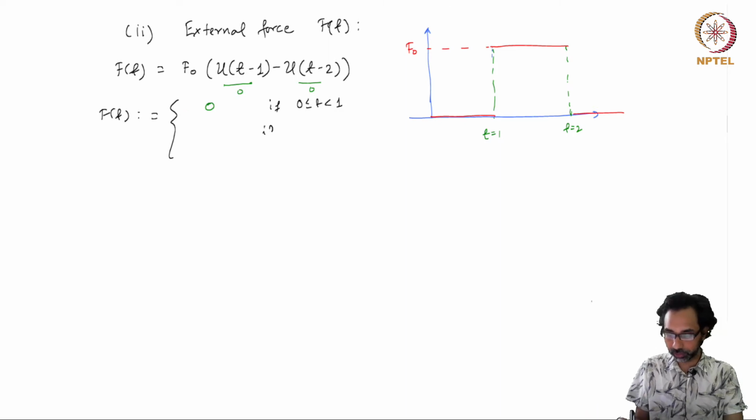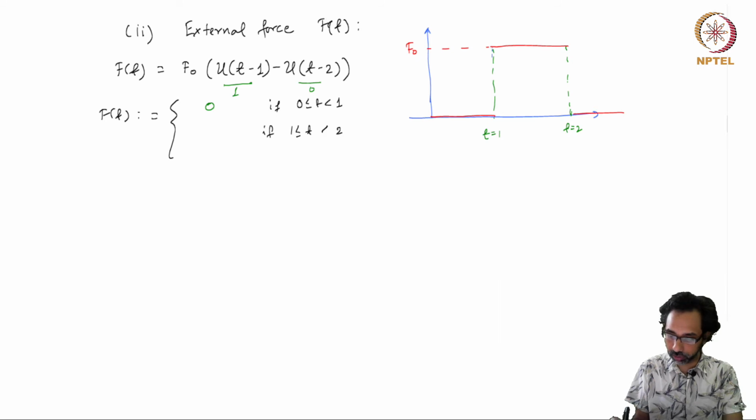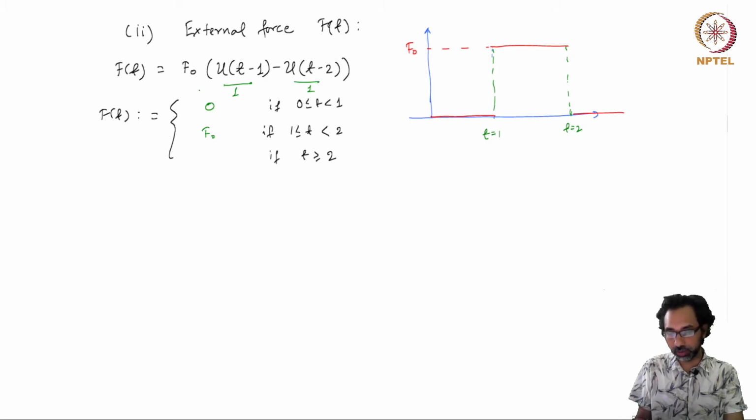Now if 1 is less than or equal to t less than 2, then the first term is 1 now, but the second term is still 0, and so you get 1 times f naught, which is f naught. And now if t is greater than or equal to 2, then you get 1 on both terms. This is also 1 now, and so again you will get 0.